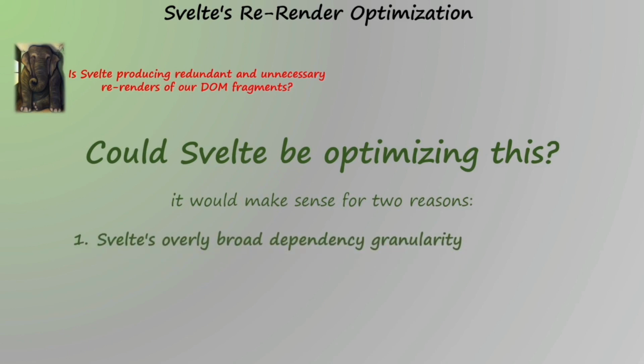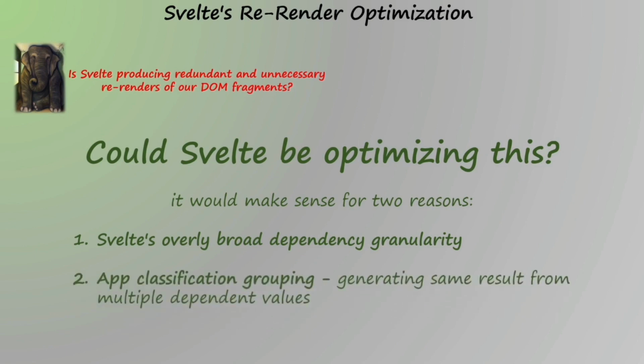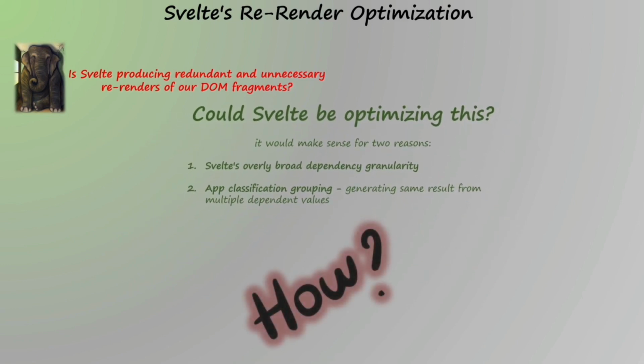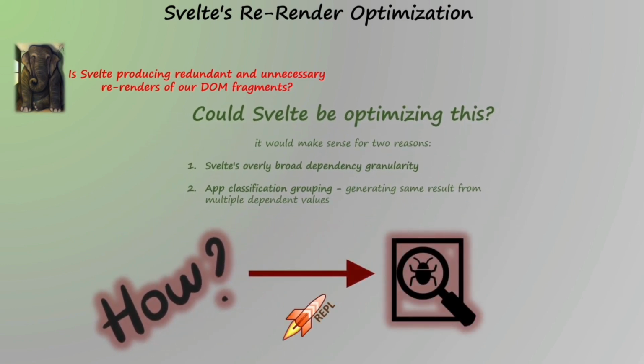The first one is Svelte's overly broad dependency granularity, and this is the difference between objects and primitives that we discussed previously. The second one is that HTML snippets can return the same result even when the dependencies legitimately change, and we saw this in our long distance CSS styling of the phone numbers. So how can we verify this? Well, one way to do it is through a very simple debugging session.